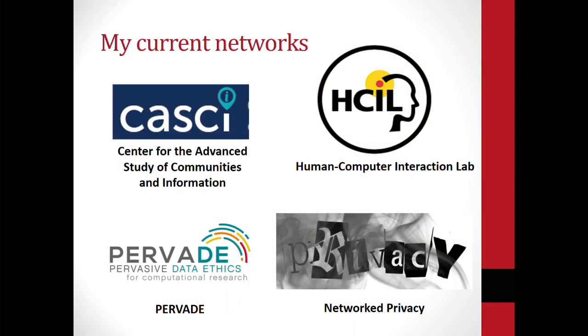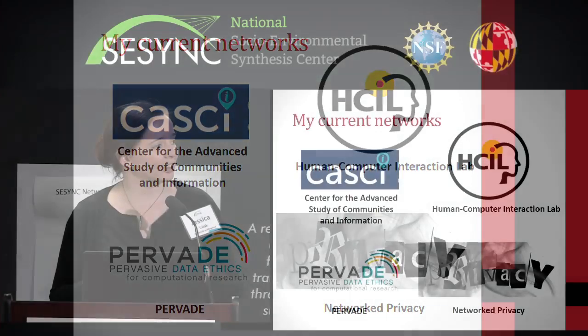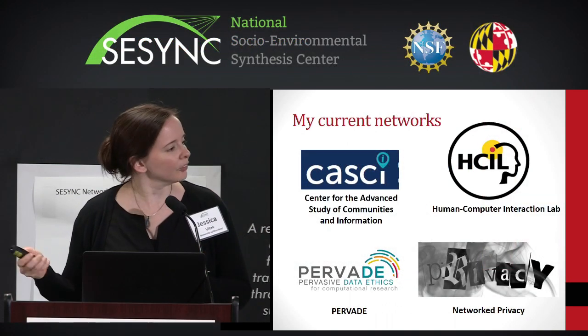So, I already mentioned CASCI and HCIL. Pervade is an NSF large grant that myself and 6 others received 2 years ago. These are $3 million 5-year projects, and I'll talk a little bit more about that, but we're 7 people from 6 institutions working on issues around pervasive data, and then the networked privacy listserv I already mentioned.